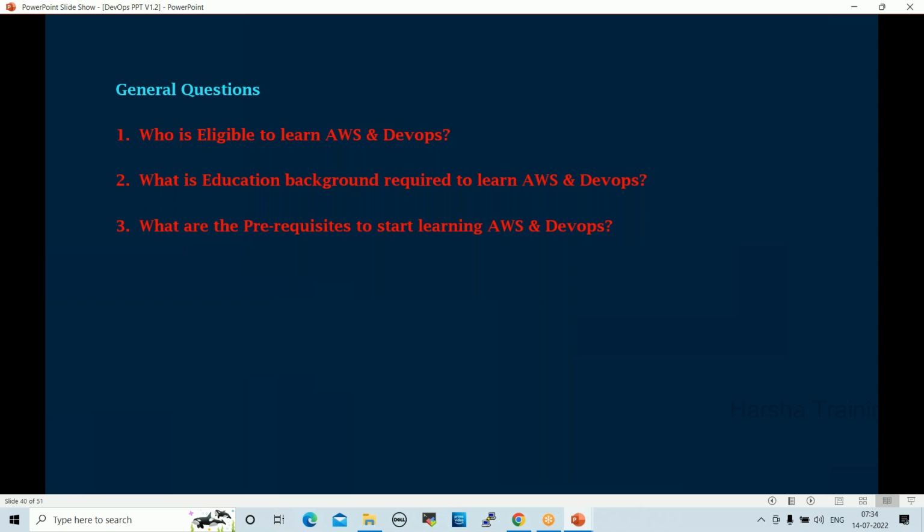Next one. What are the prerequisites to start learning DevOps and AWS? Here there are no prerequisites. Anyone can learn. This is a different role. DevOps is a different role. It is not an admin role. It is not a development role. It is not a testing role. It is an automation role. Anyone can switch. Anyone can perform this.